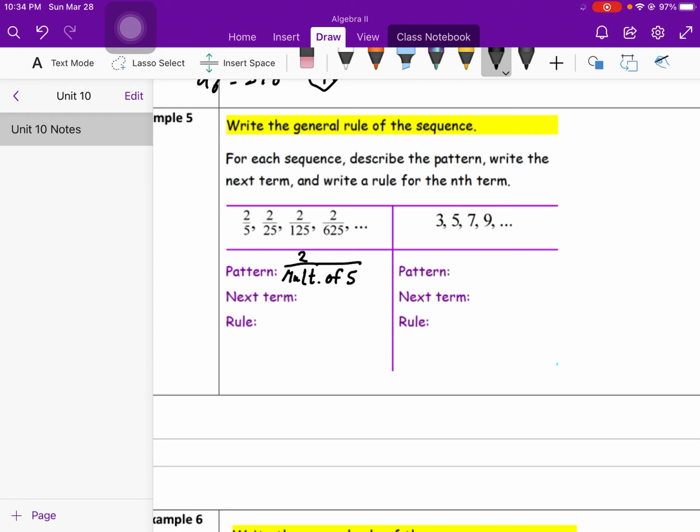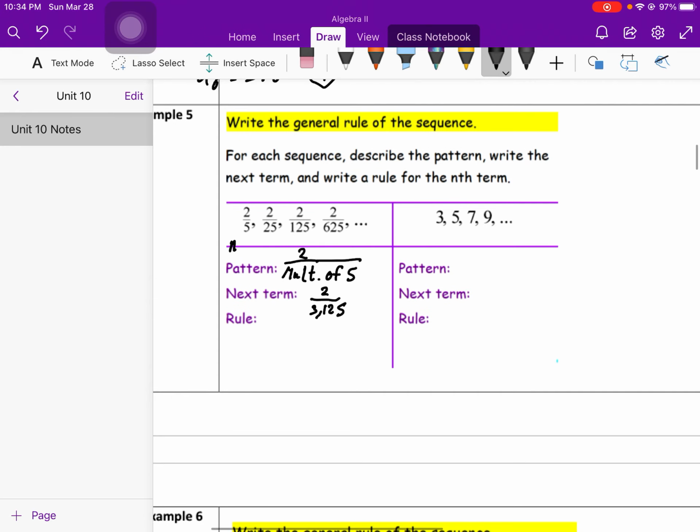But what's happening here is, the base is 5. Hopefully you recognize this is like an exponent. That's what's going on here. So we're going to have an exponent for the 5. And then the next term would be 2 over 3,125 because it would be 5 to the next power. Remember that each of these, they count by 1. So this is n equals 1, this is n equals 2, n equals 3, n equals 4. So we have to have n in our final rule.